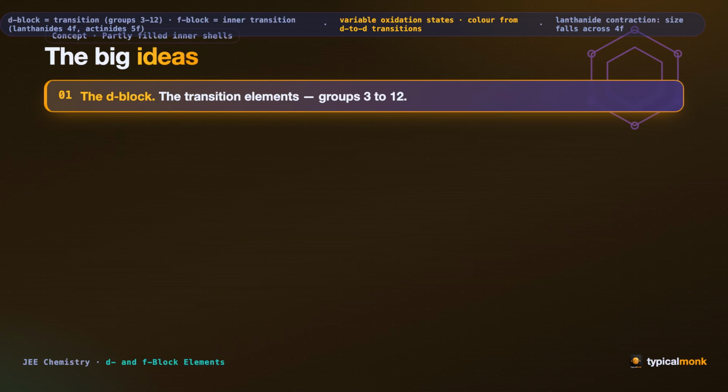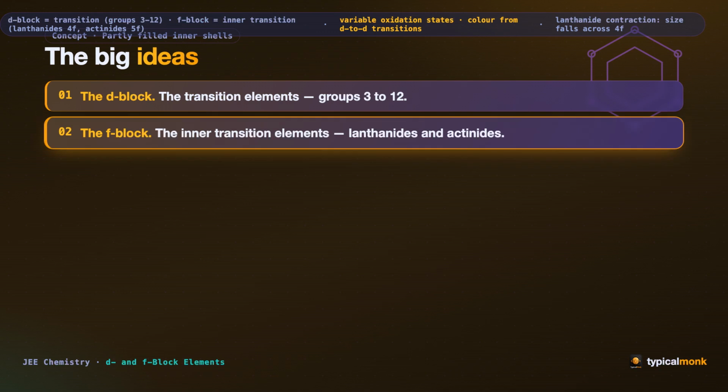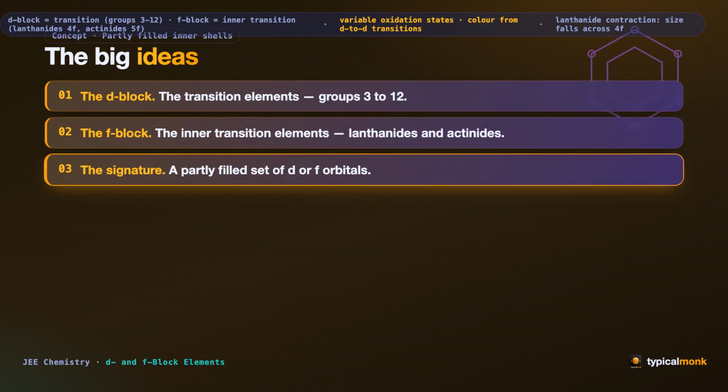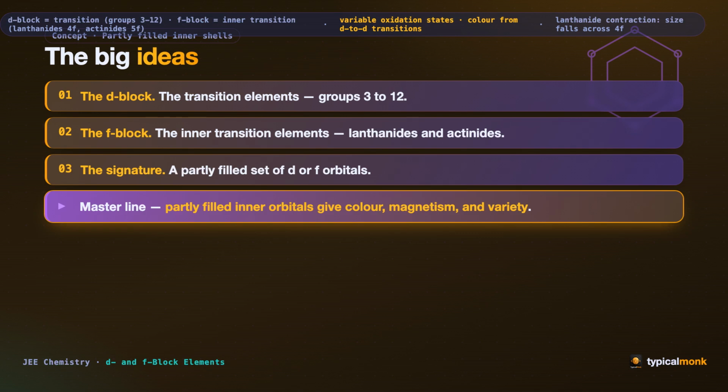Let us set the foundation. The d block, the transition elements, groups 3 to 12. The f block, the inner transition elements, the lanthanides and the actinides. The signature, a partly filled set of d or f orbitals. Partly filled inner orbitals give color, magnetism, and variety.